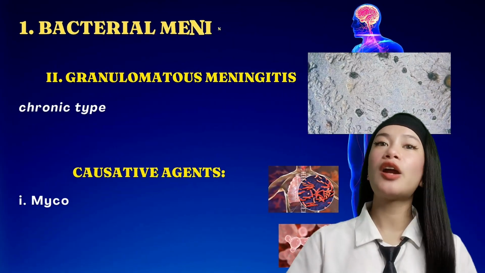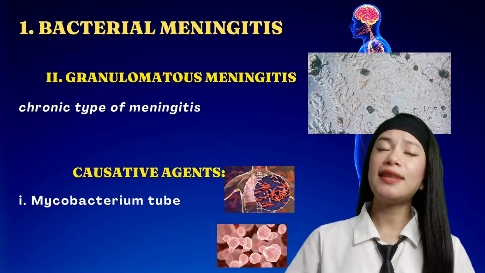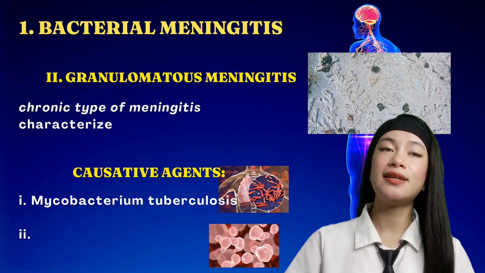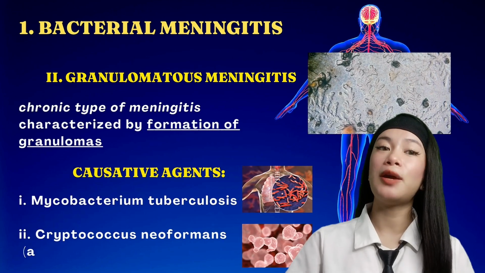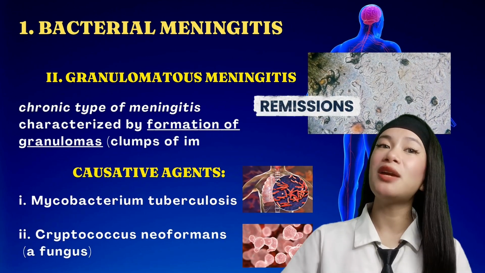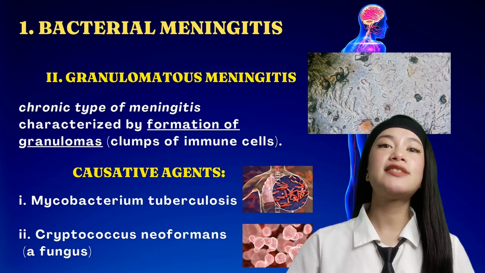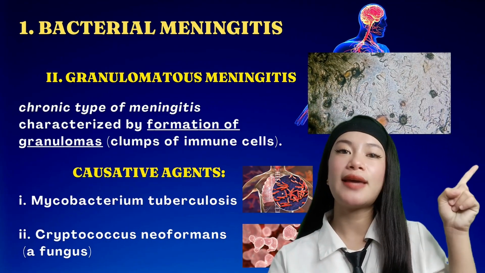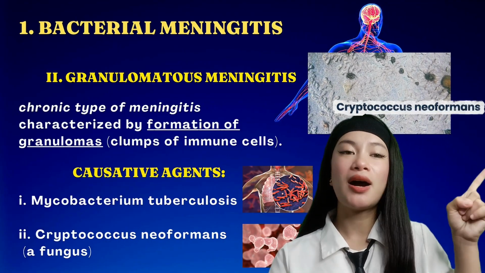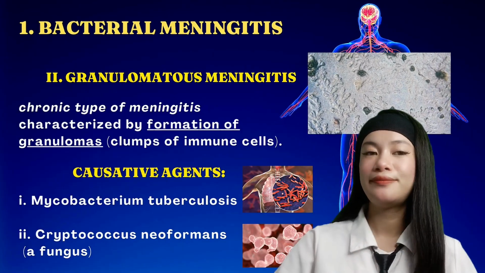Next, we have granulomatous meningitis. It is a chronic type of meningitis characterized by formation of granulomas, or clumps of immune cells, marked by remissions and relapses. Its causative agents are Mycobacterium tuberculosis and Cryptococcus neoformans, which is a fungus.